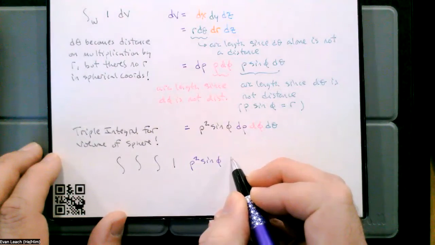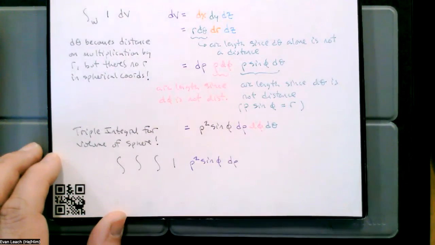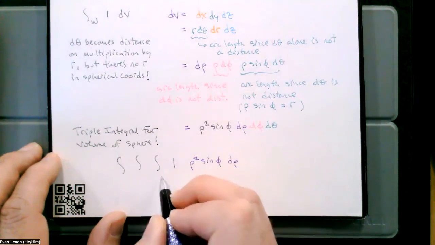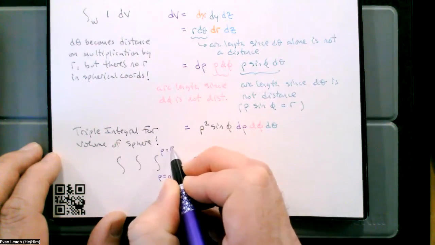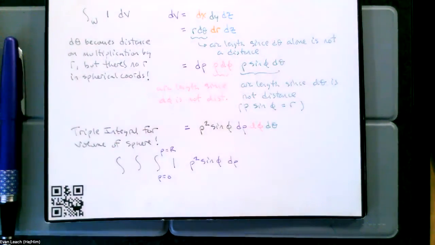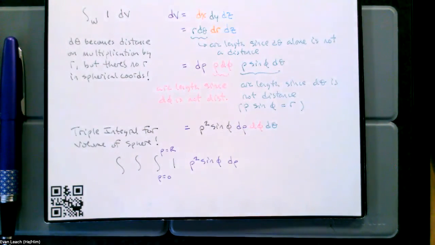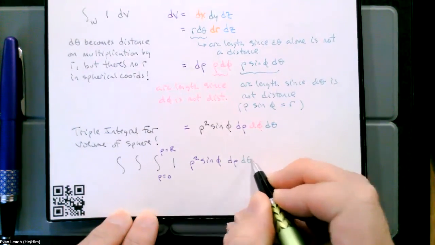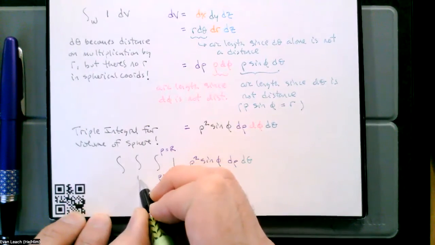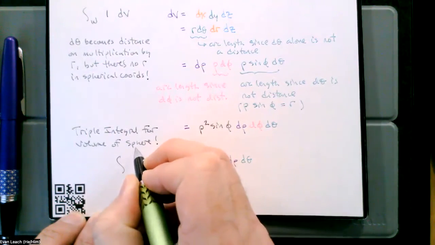So if I write d rho first, the radius of the sphere was R, so rho will start off at 0 and go out to the radius of the sphere, capital R. D theta is going to be how far we go around from the positive x-axis. We want to go all the way around the circle. So theta will go from 0 to 2 pi.